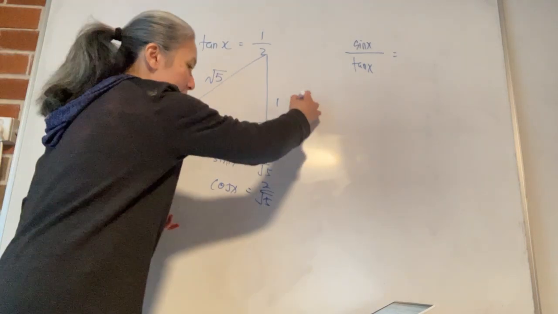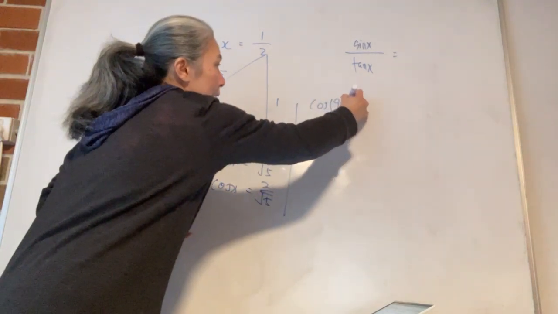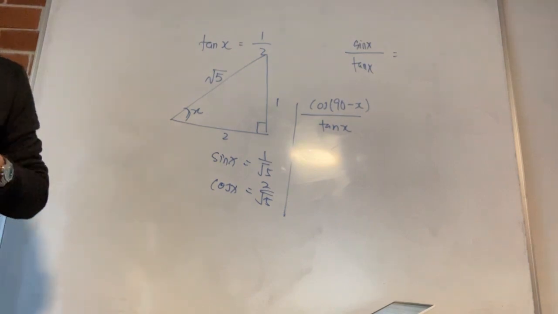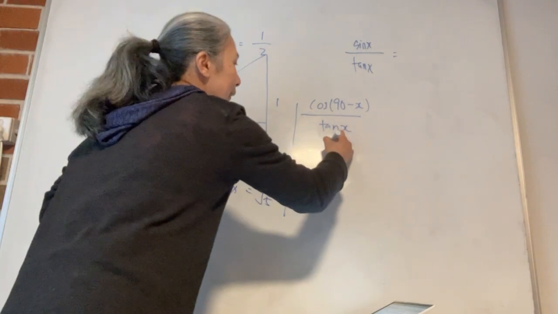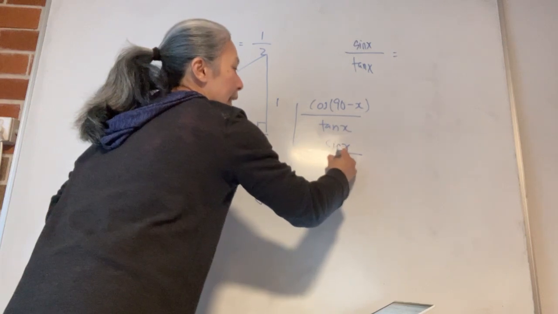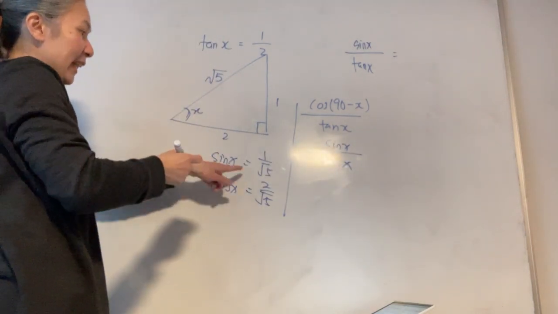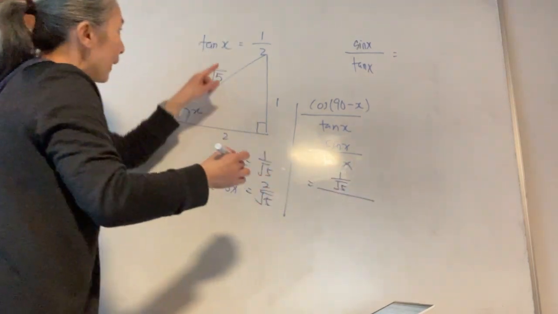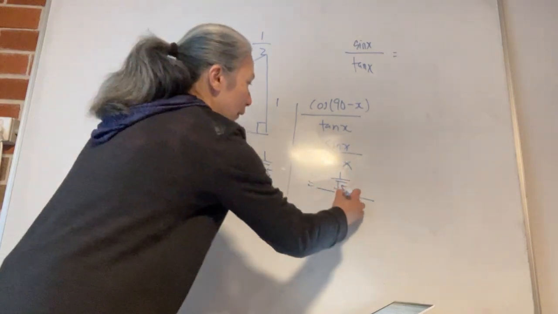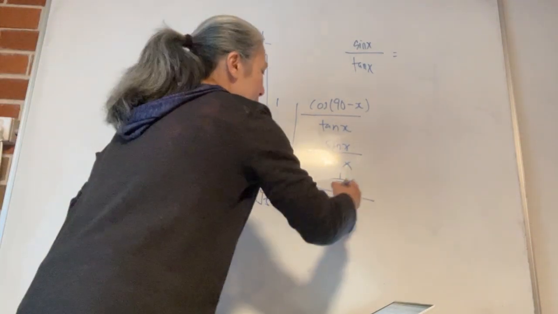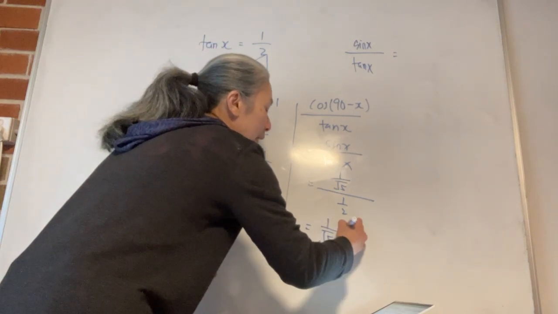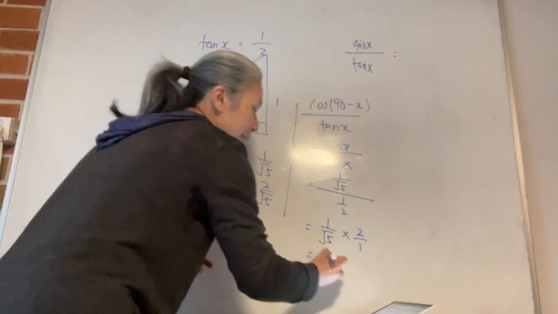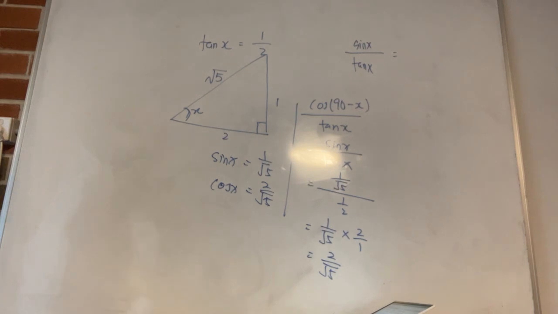Then question C, which is cos(90 minus x) over tan x. Now I need to use what you learned earlier today. Cos(90 minus x) becomes sin x, and this is tan x. Sin x I know is 1 over root 5, and tan x is 1 on 2. So that means 1 over root 5 divided by 1 on 2, which means times by 2 on 1. So it's going to be 2 over root 5. Good, and similar with the next questions.